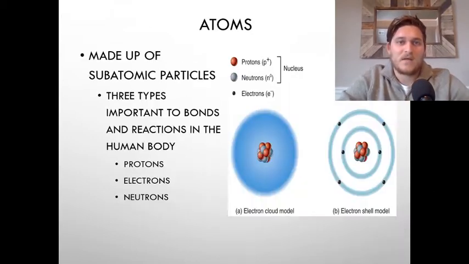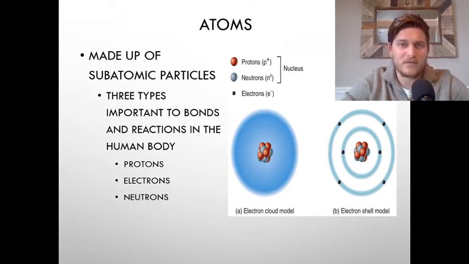And so, like I said earlier, there are three main subatomic particles: a proton, which is a positively charged particle; a neutron, which has no charge. Both of these are the nucleus of the atom, so both of these will come together at the center of the atom. And then you have electrons.